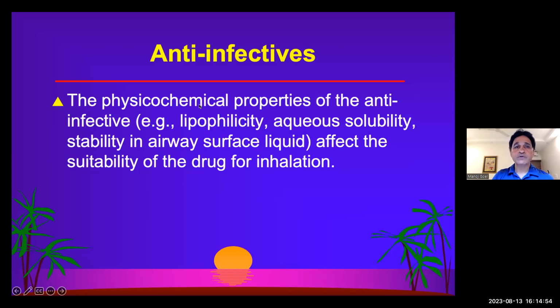The physicochemical properties of anti-infectives, for example, lipophilicity, aqueous solubility, and stability in the airway surface lipid, affect the suitability of the drug for inhalation. So these things have to be taken into consideration while formulating these molecules for inhaled therapy.